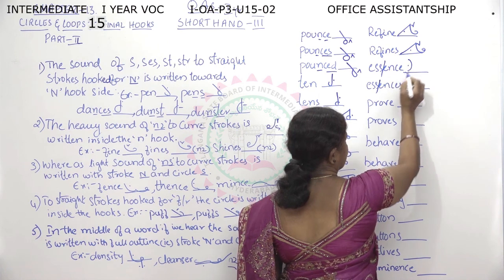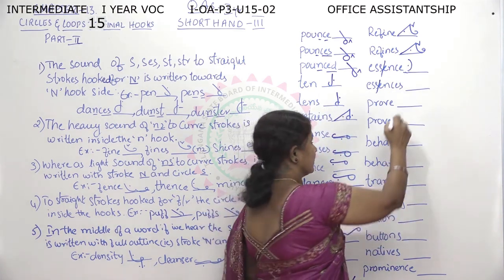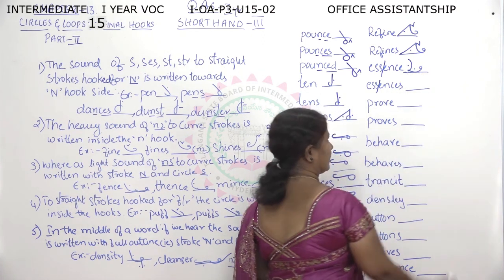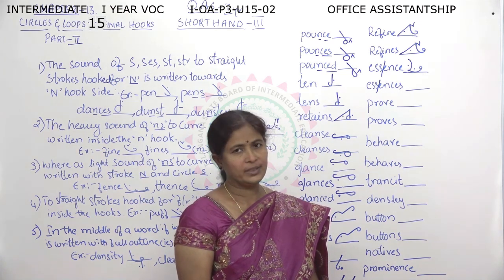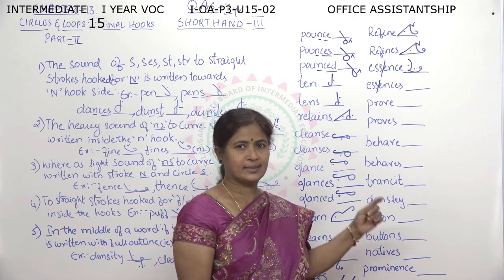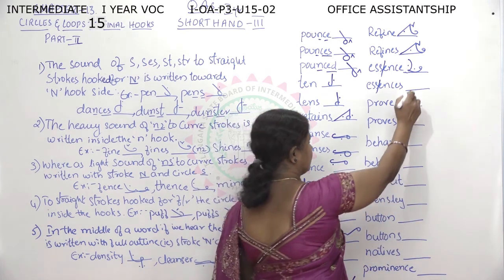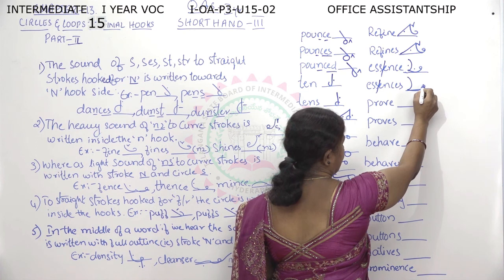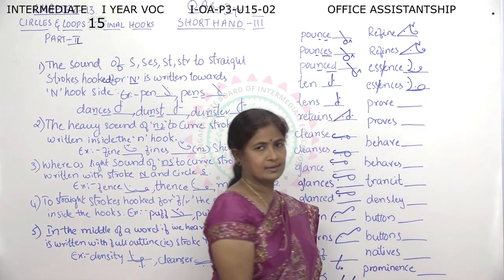S ends. N and circle S. Stroke N and circle S. S ends. The same way, essences. What do you hear? The sound of large circle. S, N and sis. How do you write S? With stroke S. S, N, large circle. S, N, sis.